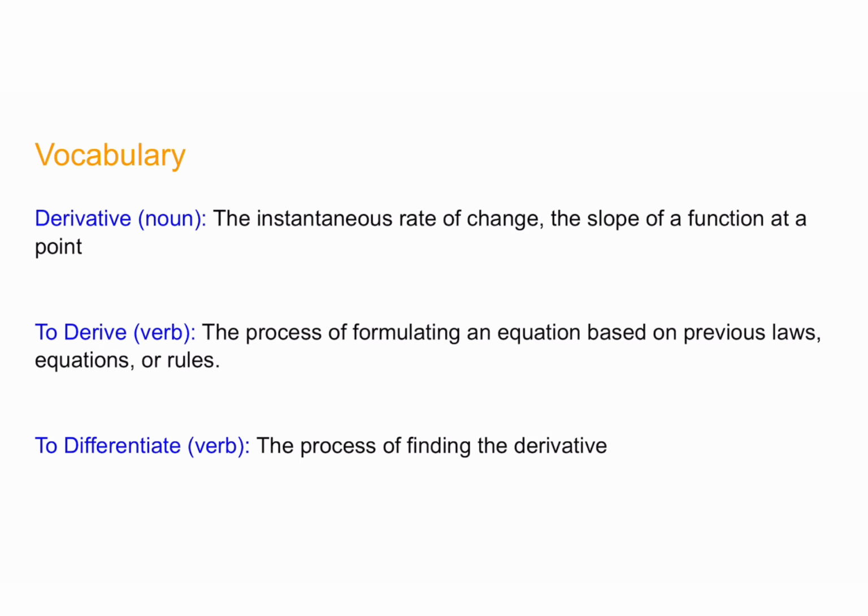A derivative is the instantaneous rate of change or the slope of a function at a point. This can be proven with the limit definition of a derivative, and we will take a closer look at that later on. To derive is the process of formulating an equation based on previous laws, equations, or rules.